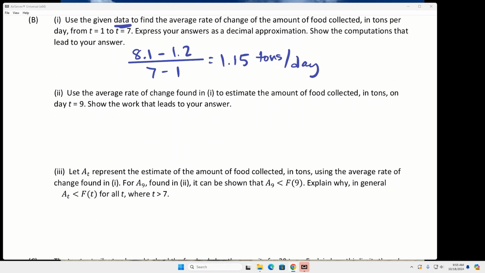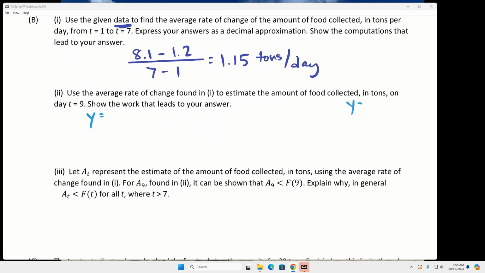Okay, and then part 2, we want to use the average rate of change that we just found to estimate the amount of food collected in tons on day 9. And again, we have to show the work that leads to our answer. So, do you guys remember writing the equation of a secant line? Do you remember hearing secant line, those words? Okay. So we wrote the equation of a secant line.